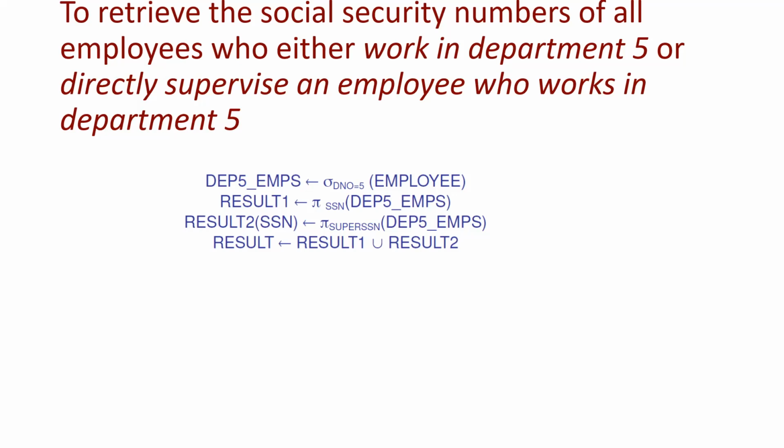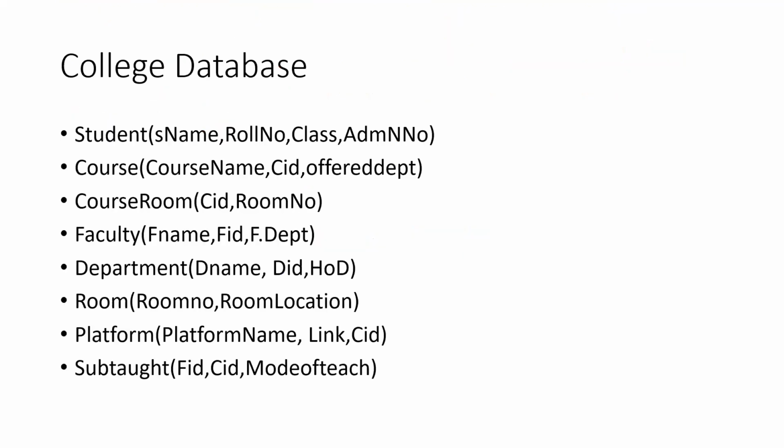Second result, from department 5 employees, we need to find the super SSN of their employees. So for that, we are applying pi super SSN of department 5 employees. This is the second result. By combining these two results, we will get the actual result. Hope it is clear.